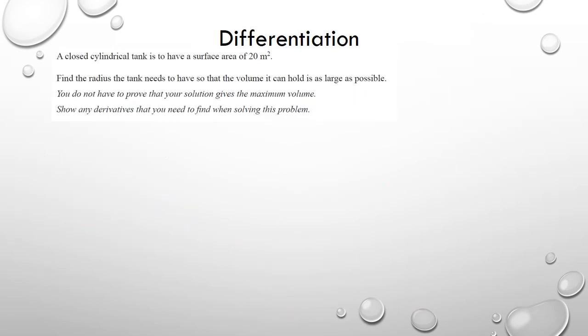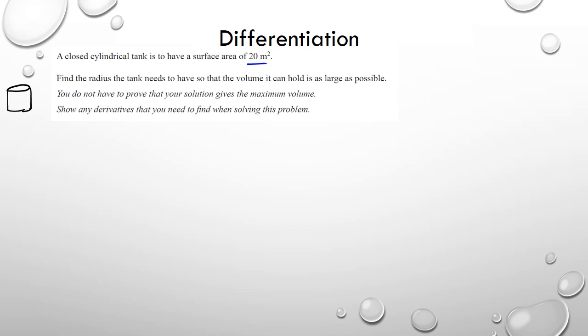Alright guys, for this question we've got a closed cylindrical tank with a surface area of 20. Find the radius so that the volume the tank can hold is as large as possible. So basically we've got a cylindrical tank, and the surface area of the tank is equal to 20. That's the first thing I'm going to do: work out an equation for this 20.